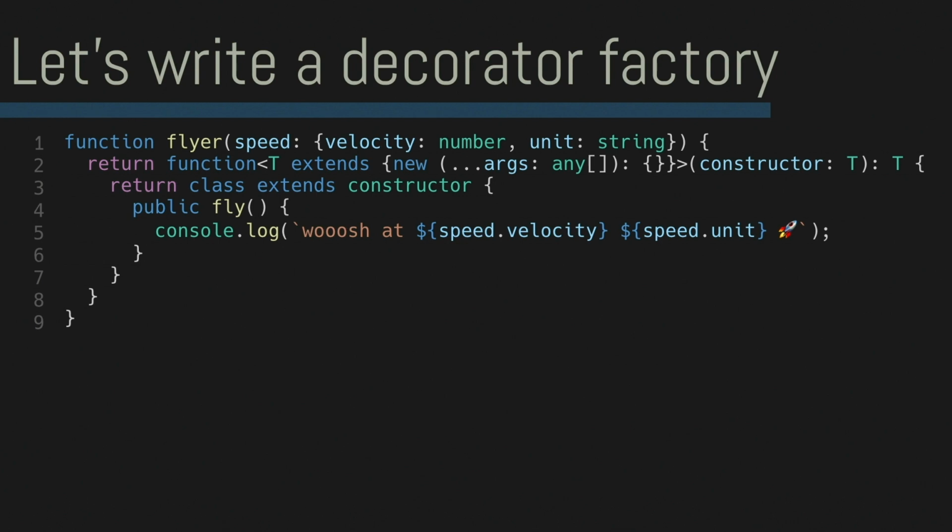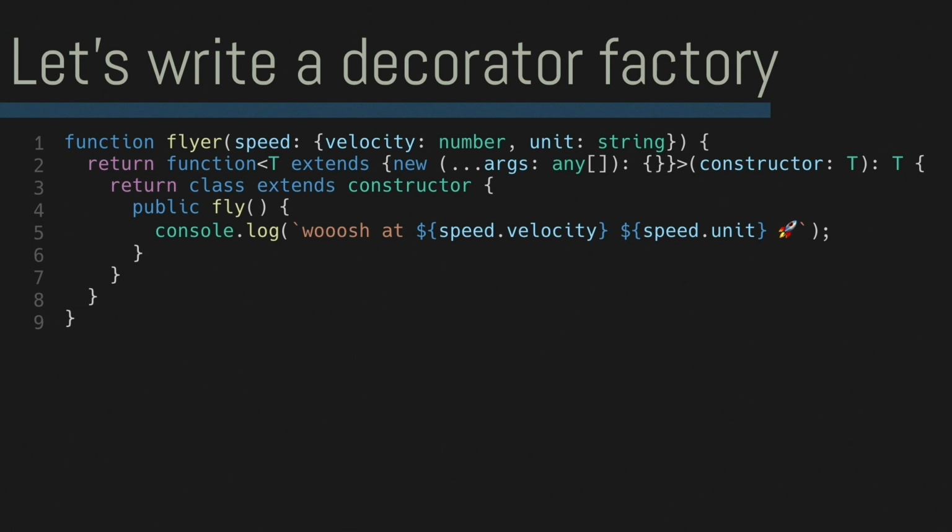The only difference now is if we look at our console log on line 5, we're actually using that object that was being passed in. So now we have a little bit of configurability, and this is still going to return a full decorator. The first return is the return of the factory, and then the return on line 3 is the return of the decorator.